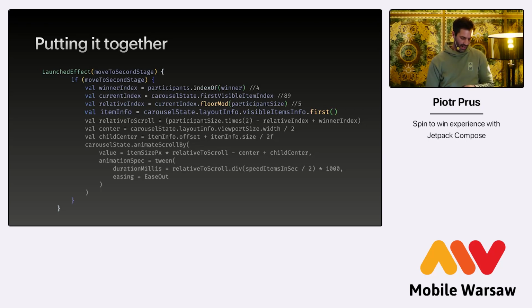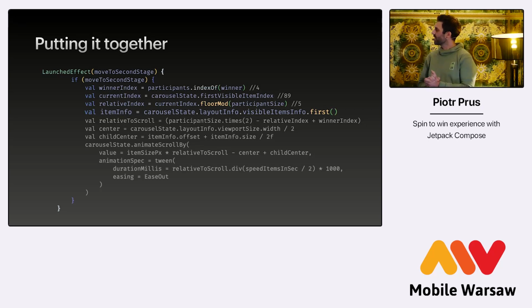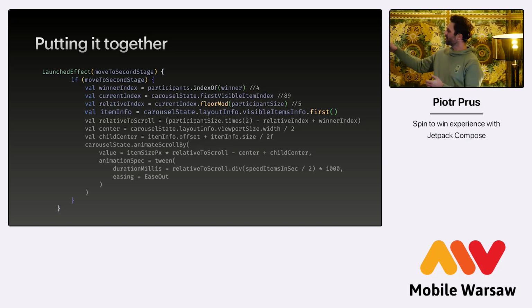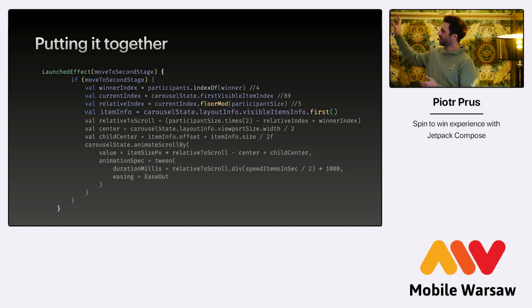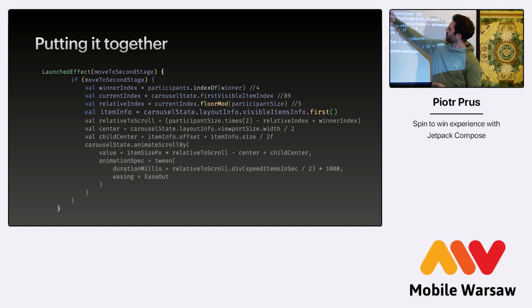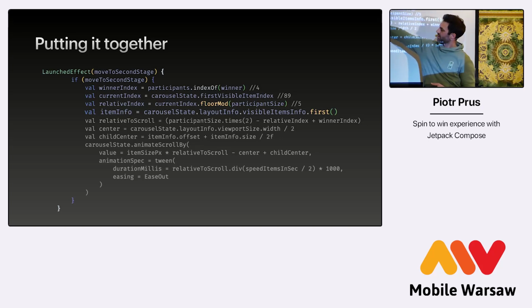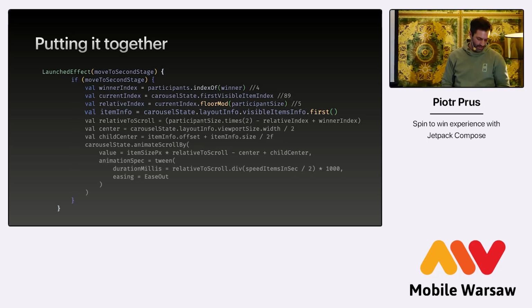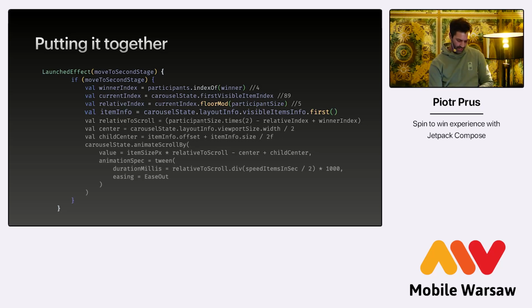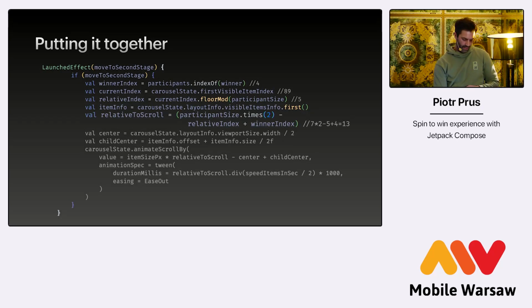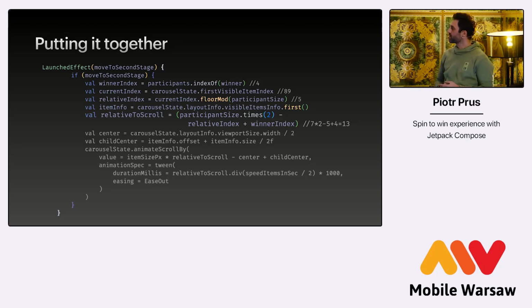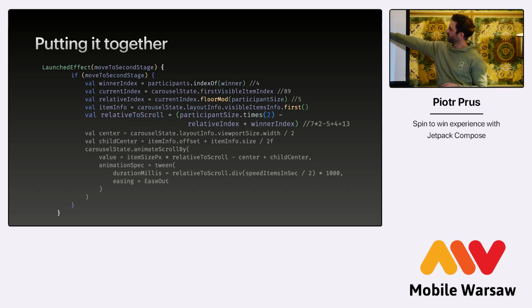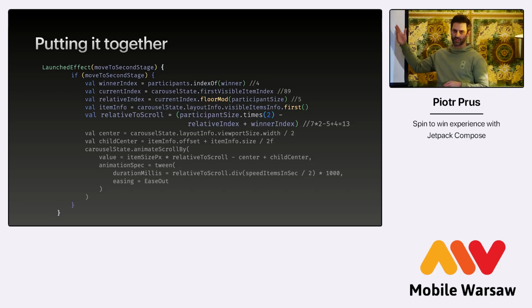And then we are taking the item info. So from carousel state layout info, we are taking visibleItemsInfo.first. So we have the first visible item index. About this current index, we know exactly what are the parameters of that item, so the size and the offset. We need to know where to scroll. So I'm just calculating 2 times the list size minus relative index plus winner index. That is giving us 13 items to scroll for the slowdown.